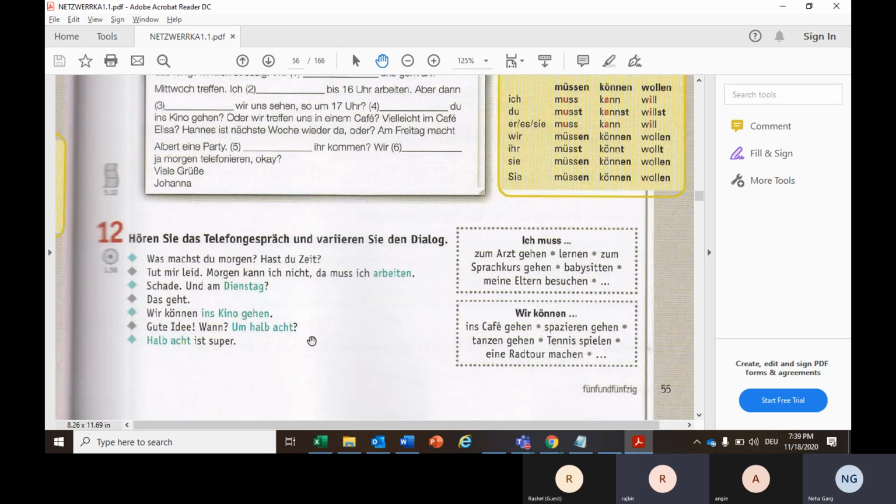Entschuldigung, was machst du morgen? Hast du Zeit? Tut mir leid.